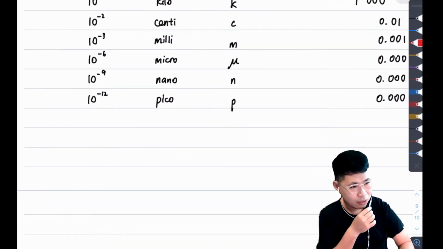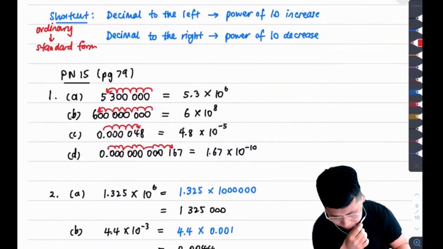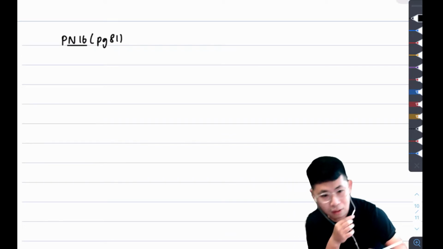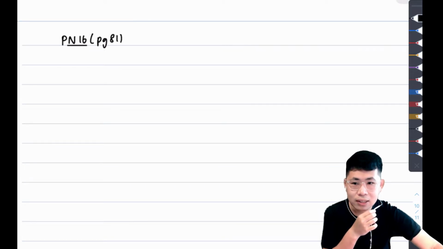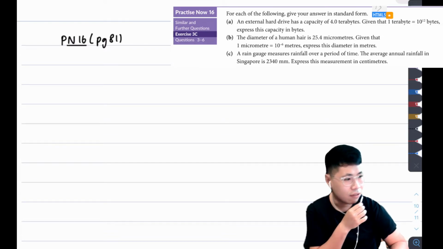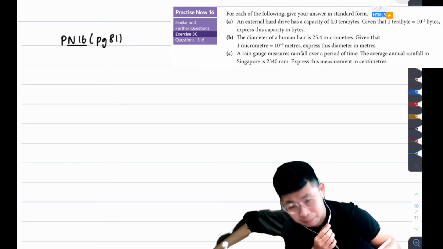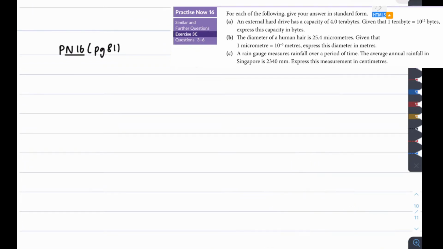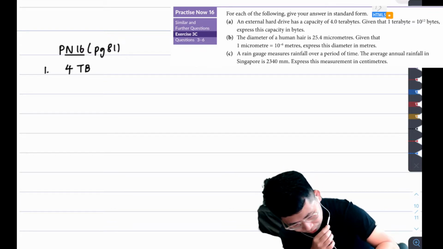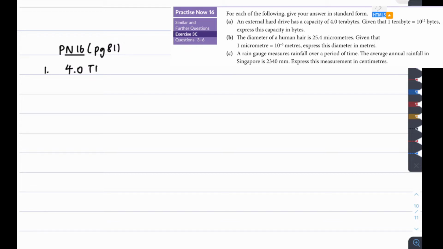Alright, so let's take a look at Practice Now 16, page 81. First question: an external hard drive has 4 terabytes, and you want to express it in bytes. Not too accurate, but here we go. So 4 terabytes, I'm going to write as 4.0 TB.